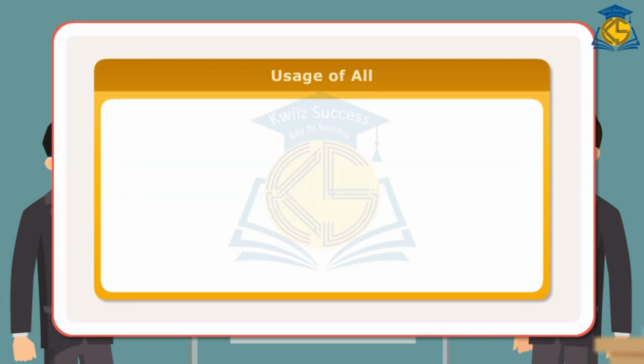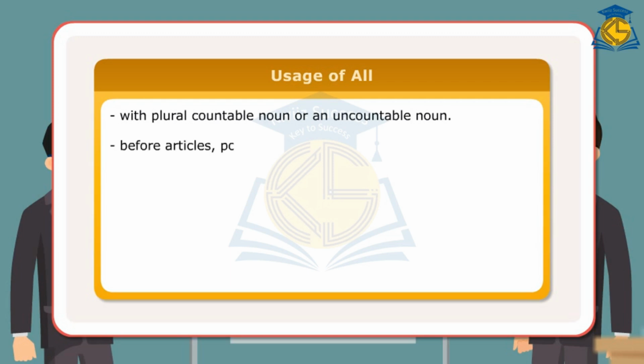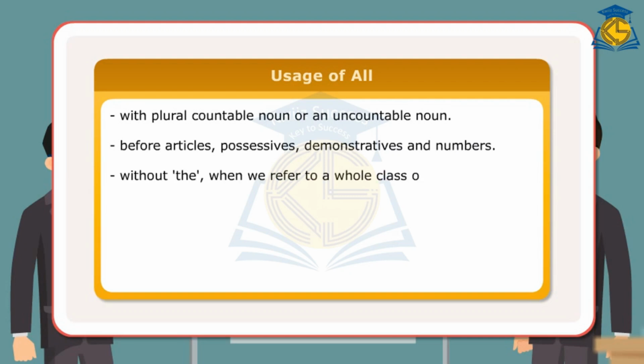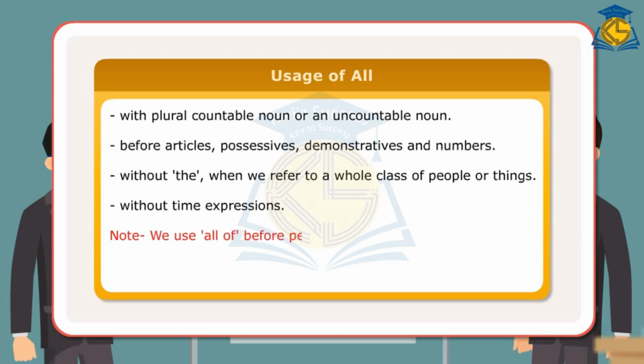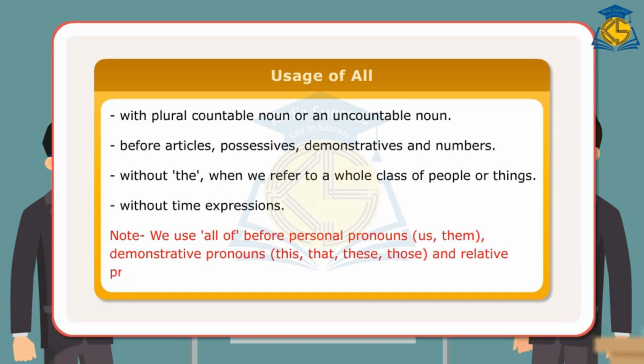Usage of all. We use all with a plural countable noun or an uncountable noun. Before articles, possessives, demonstratives, and numbers. Without the when we refer to a whole class of people or things. Without time expressions. Note: we use all of before personal pronouns, us, them, demonstrative pronouns, this, that, these, those, and relative pronouns, whom, which.